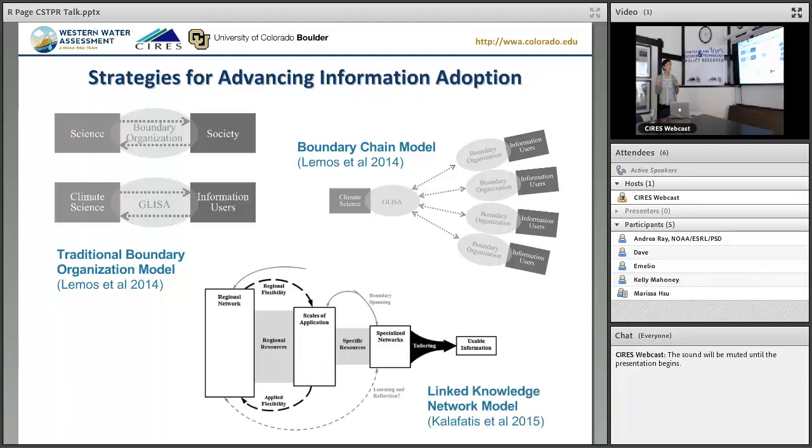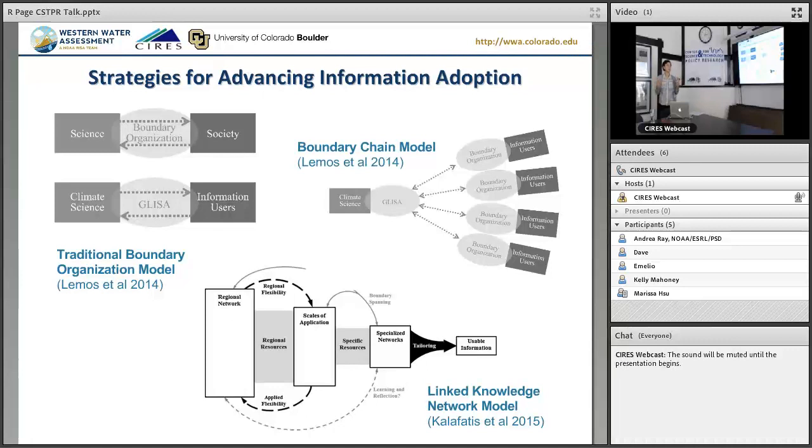And then another model that's been proposed by Califatis et al. 2015 is the idea of linking, it's kind of similar, but it's linking knowledge networks together. So linking together a network of, let's say, boundary organizations, federal agencies, scientists that are producing and trying to translate the information, and more sector-specific industry networks, like networks of professionals, and tapping into their sector-specific localized expertise. Linking these two things together to leverage the salience and credibility of a regional knowledge network with the more localized, decision-specific expertise of a network of professionals.